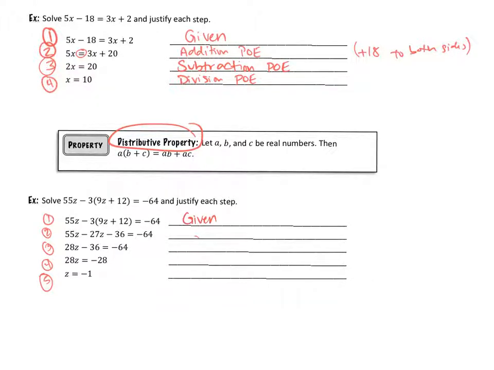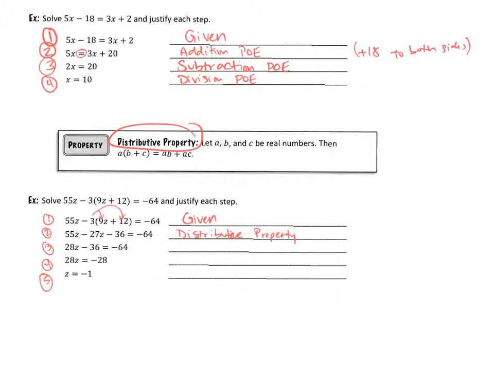And the next one, in order to get rid of the parentheses, I had to distribute that 3 into both of those terms. So that is the distributive property. And this one, technically, it's not really a property of equality. It's a property of multiplication over addition. But we're just going to call it a distributive property. That's fine. If you put POE after it, we're not going to take off points, but technically it's just the distributive property.